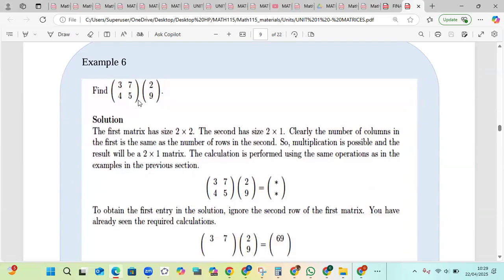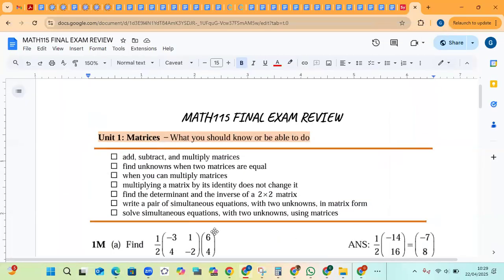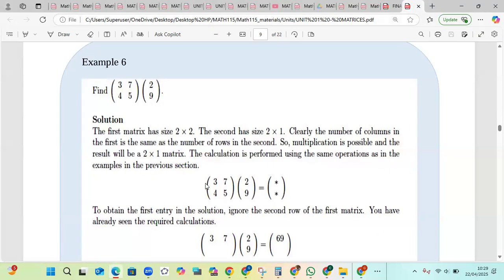Okay, which of course is very similar to the one we did. And then you have a scalar multiplication of a half in our case. All right, in our case, we have a scalar multiplication of a half here after, but you have a 2 by 2 multiplying a 2 by 1. Okay, and as you can see, 3 by 2 plus 7 by 9. Okay, and 4 by 2 plus 5 by 9.